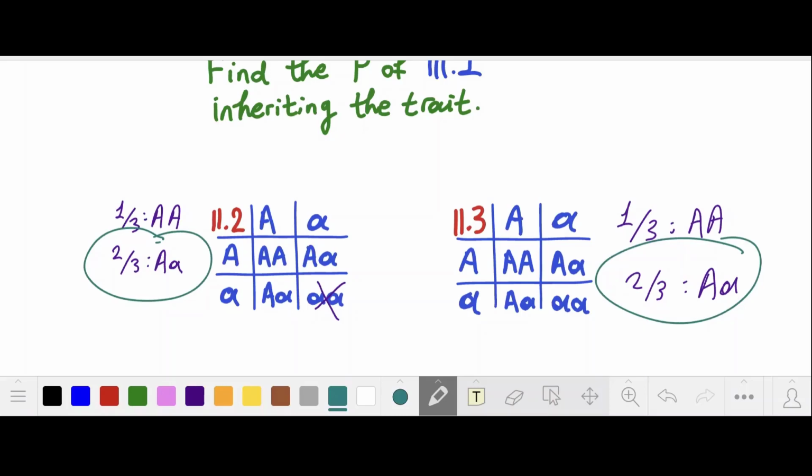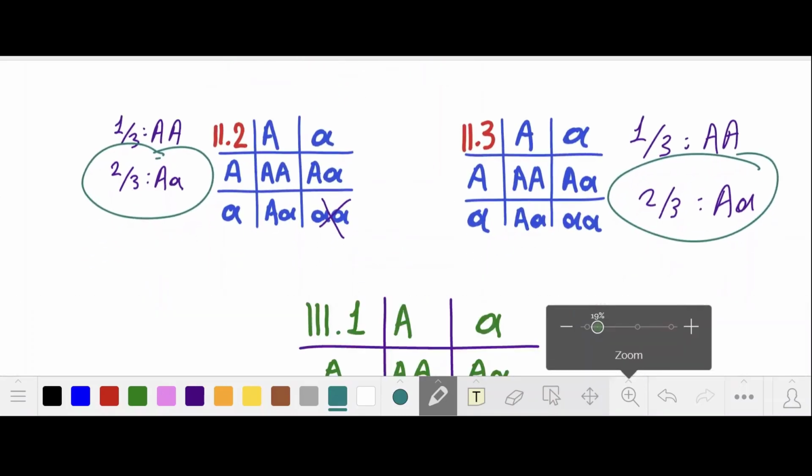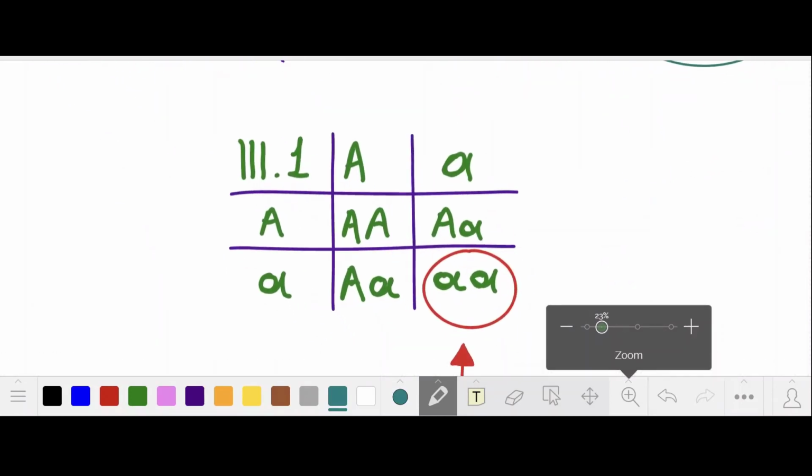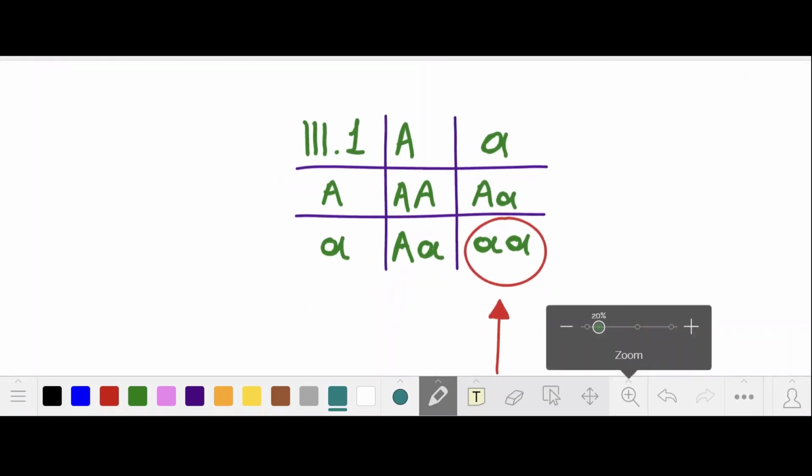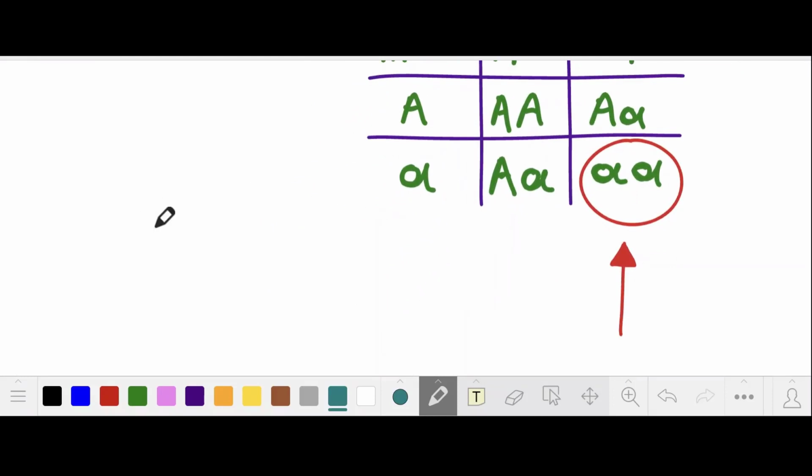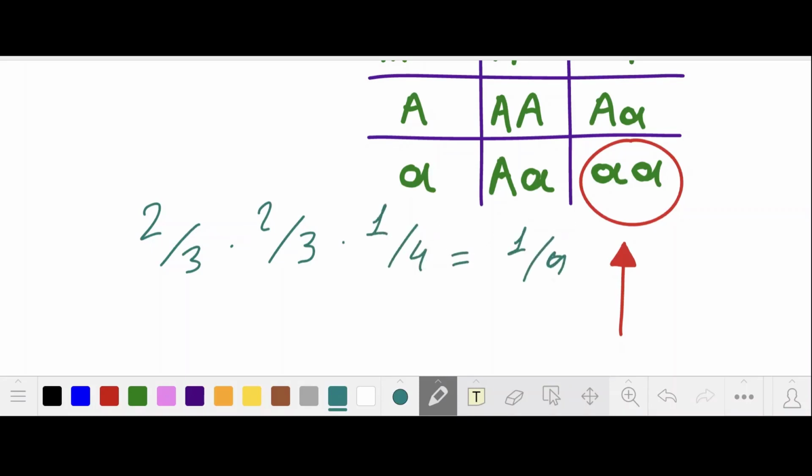Finally, we construct the Punnett square for the person 3.1. We see that there is a 1/4 chance of them exhibiting the trait if their parents both have the capital A, small case a genotype. So due to the multiplication principle, the final answer is 2/3 multiplied by 2/3 multiplied by 1/4. And the final answer is 1 divided by 9.